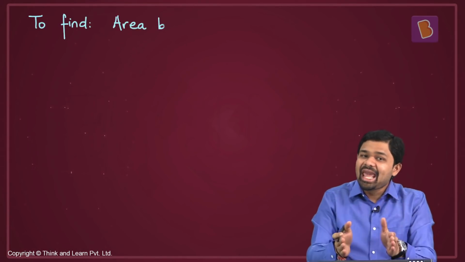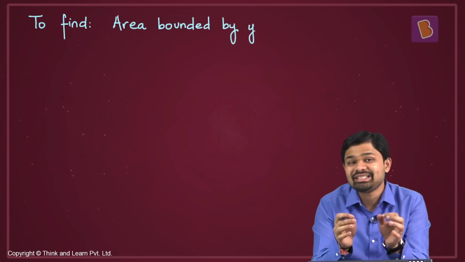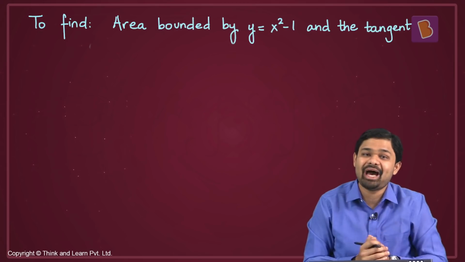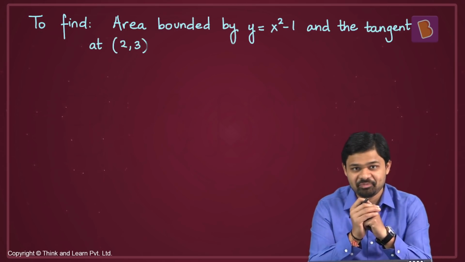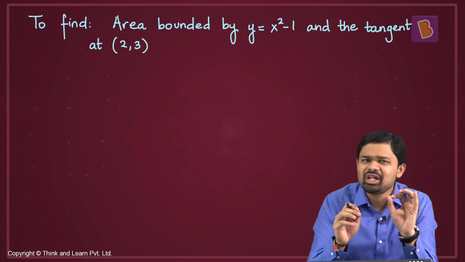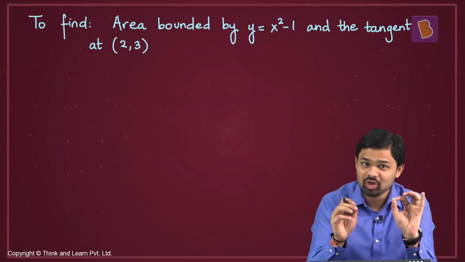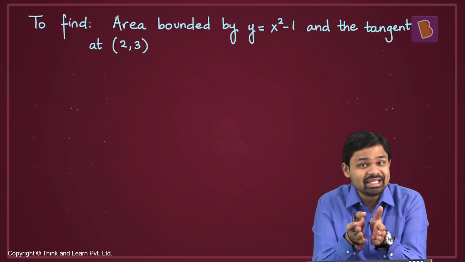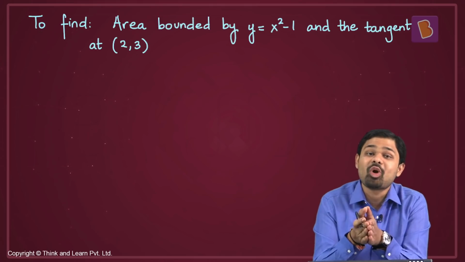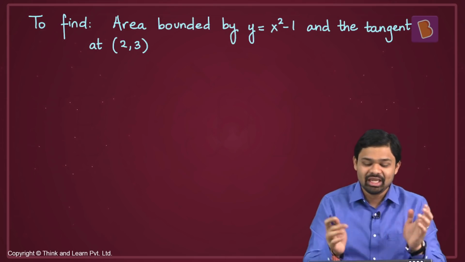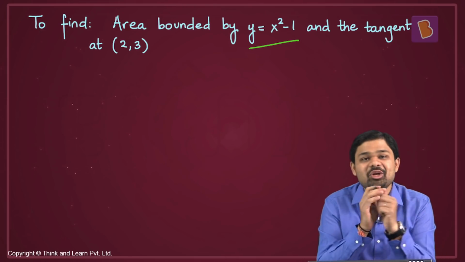In this question, we've been asked to find the area bounded by y is equal to x square minus 1 and the tangent to this parabola at the point (2, 3). Now, this is a very interesting integration question because this involves a little bit of conic sections also, but it's more or less a very straightforward calculus question. The first thing that we are going to do is find out the equation of the tangent at (2, 3) to this curve y is equal to x square minus 1.